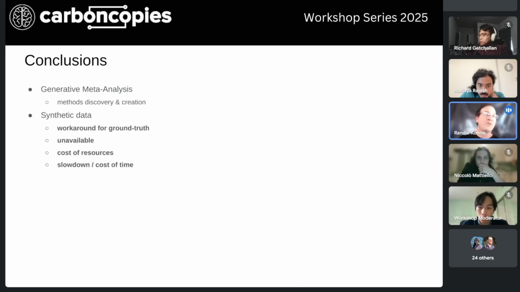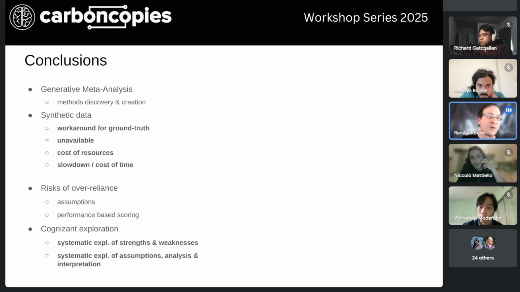In conclusion, as you know, this is the first part in a two-part series. I've described the idea of generative meta-analysis and its connection with the process of methods discovery and creation, as well as the entry point for synthetic data as a workaround to the unavailability, high cost in resources or time when it comes to the need for ground truth-based data in the process of testing and validation. I pointed out that there are risks associated with over-reliance on synthetic examples and performance-based scoring, which one must always remain vigilant of to understand carefully how best to use explorations with synthetic data as a systematic means by which to identify strengths and weaknesses of assumptions, analysis, and interpretation.